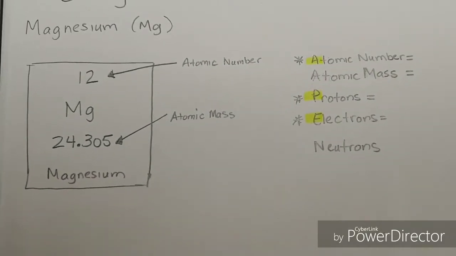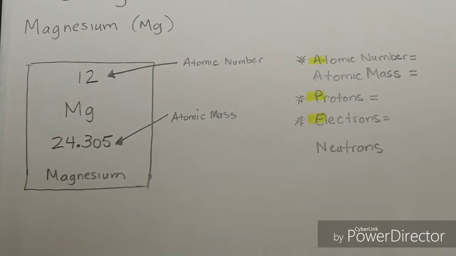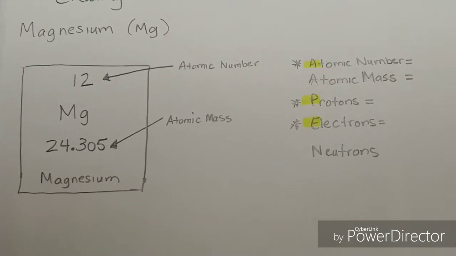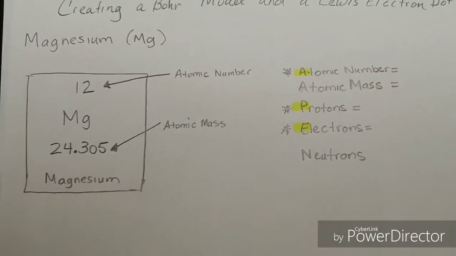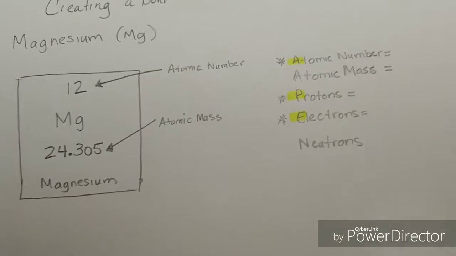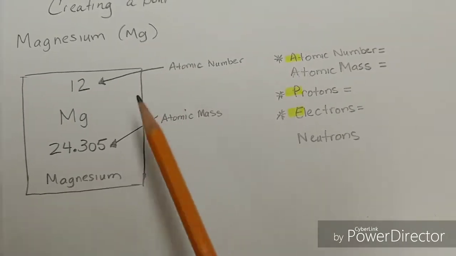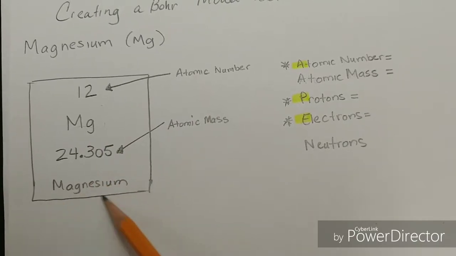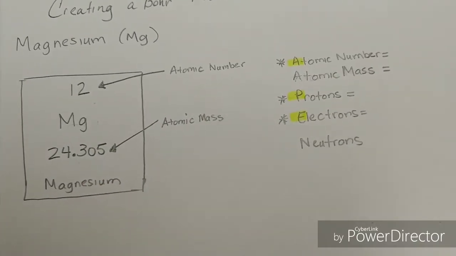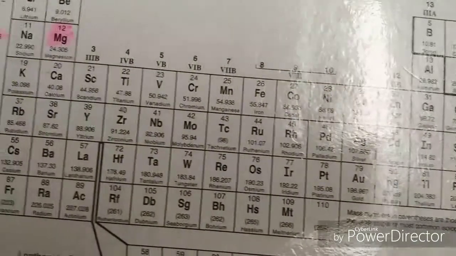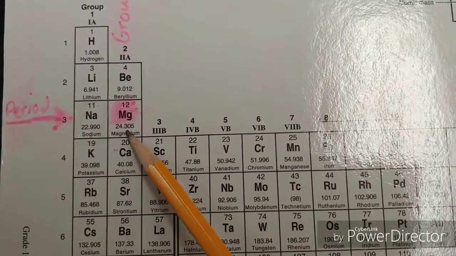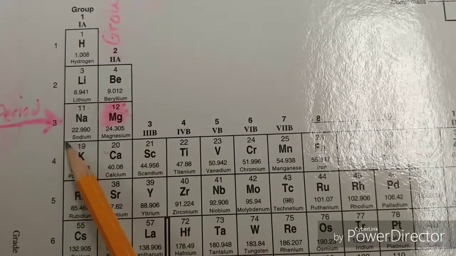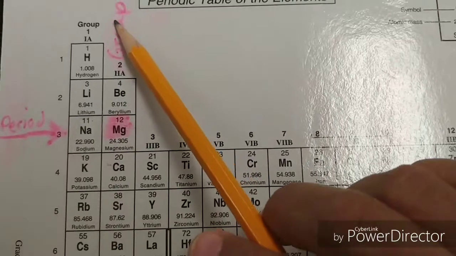Alright, so in this video I'm going to show you how to draw a Bohr model and also a Lewis electron dot structure. We're going to do this for the element magnesium, and this is what you would see on the periodic table. You're given the atomic number, the symbol, the atomic mass, and the name of that particular element, as you can see here.